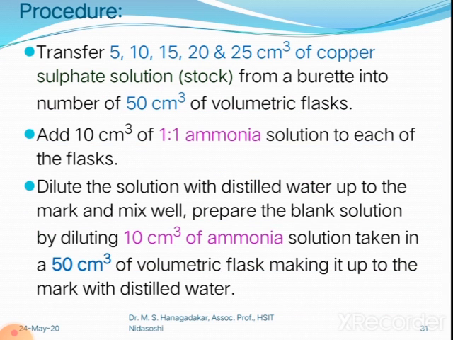Let us now discuss the experimental procedure, how to perform the colorimetric estimation of copper in an engineering chemistry lab. Now you have to take five 50 ml capacity volumetric flasks, labeled with flask numbers 1, 2, 3, 4 and 5, and one unknown sample is also provided.